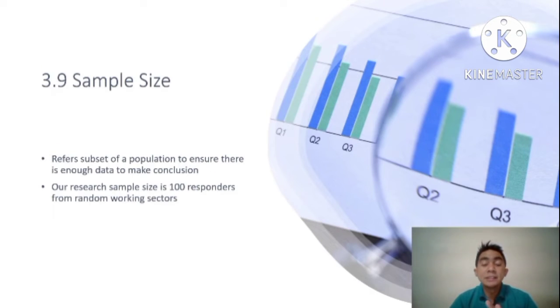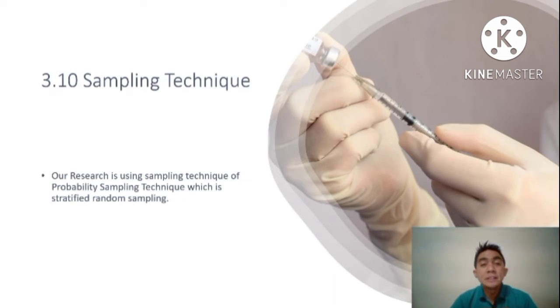Next is sample size. Sample size is a reference subset of a population to ensure there is enough data to make a conclusion. For our research, the sample size is 100 respondents from random working sectors. Next is sampling technique. Our research is using a probability sampling technique, which is stratified random sampling.